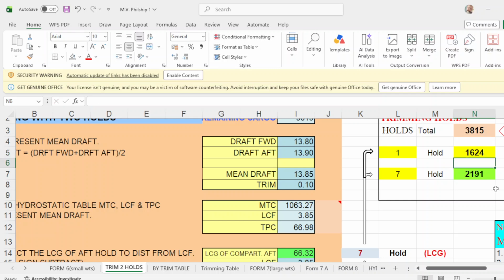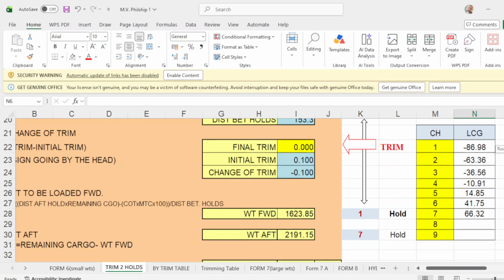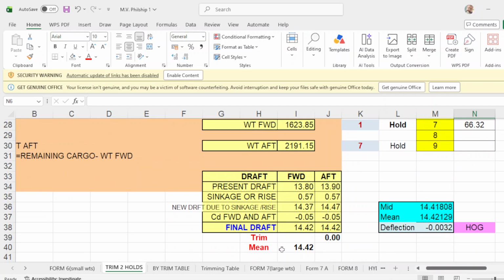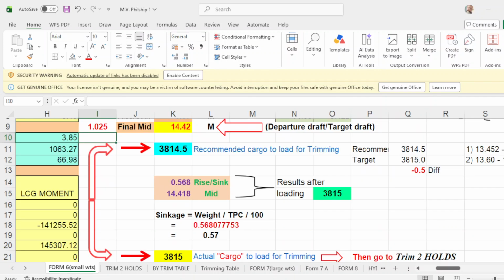1624. Enter. And number 7 will be 2191. Okay? And your departure drop would be even keel or forward 14.42, up will be 14.42. Zero trim, and your main is 14.42, and your deflection is 0. So your mid is 14.18, which is the same as you run it up, that would be 14.42, and your main is 14.42, and your deflection is 0. Okay, so you go back to form number 6.